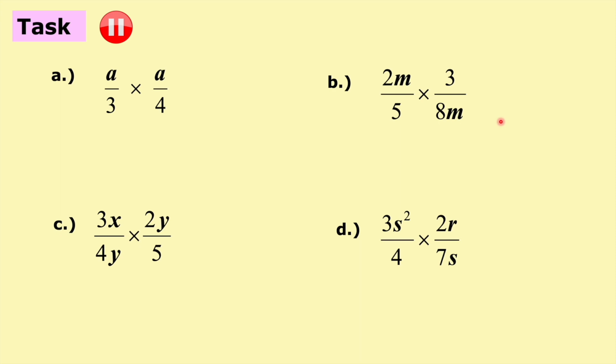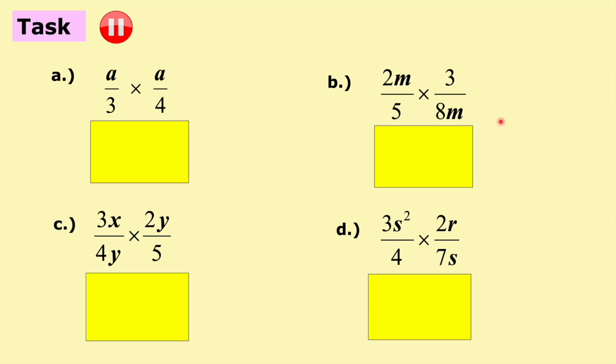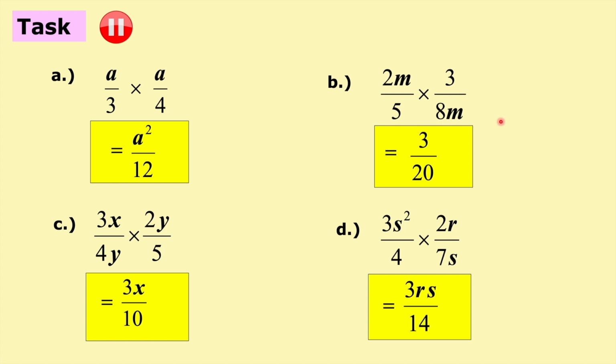Okay, so let's go over the answers. So A, you should have got a squared over 12. Well done if you got that. For B, you should have got 3 over 20. For C, should have got 3x over 10. And for D, you should have got 3rs over 14. So if you mark your work, and well done if you got all of or most of them correct.